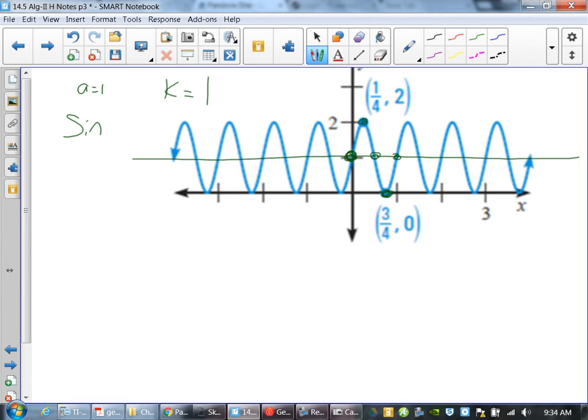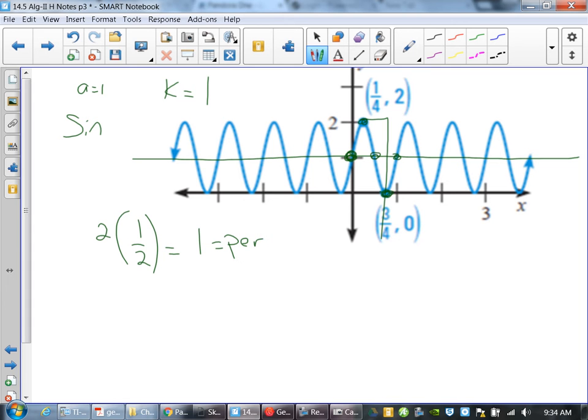Now, to figure out b, what you do is you take the horizontal distance between your x values of your peak and valley. From 1/4 to 3/4 is how far? 2/4, otherwise known as 1/2. So I know that the distance between here is 1/2. Double it, what do you get? So my period here equals 1.